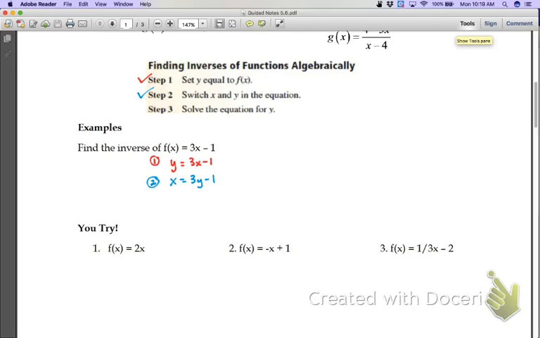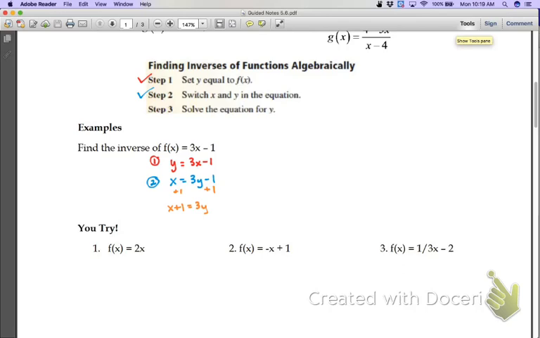Step 3: solve the equation for y. What we just did at the very beginning, you're going to do right here. You're going to isolate the y value. The good thing is your x value is going to be by itself. You just have to move everything else over to the left side. So I'm going to have to add 1. I'll add 1 to both sides, so I'll have x plus 1 equals 3y.